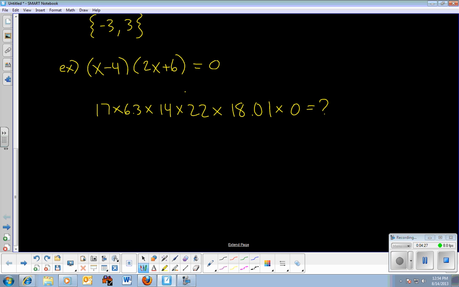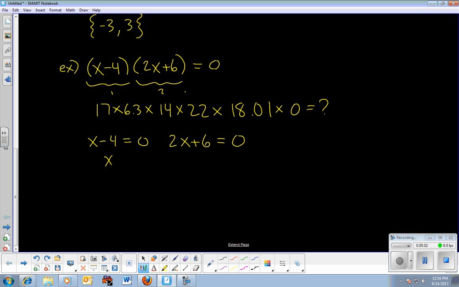Well, if you throw a times 0 in the list, then the answer is 0, because anything times 0 is 0. So my point is, if you've got multiplication of 2 parts, and that's equal to 0, if either of those parts is 0, then the whole thing is 0. So the way we're going to solve this is we're going to take each part and separately set it equal to 0. All right, this is another case where we have more than one possible answer, because if either part is 0, then the whole thing is 0.